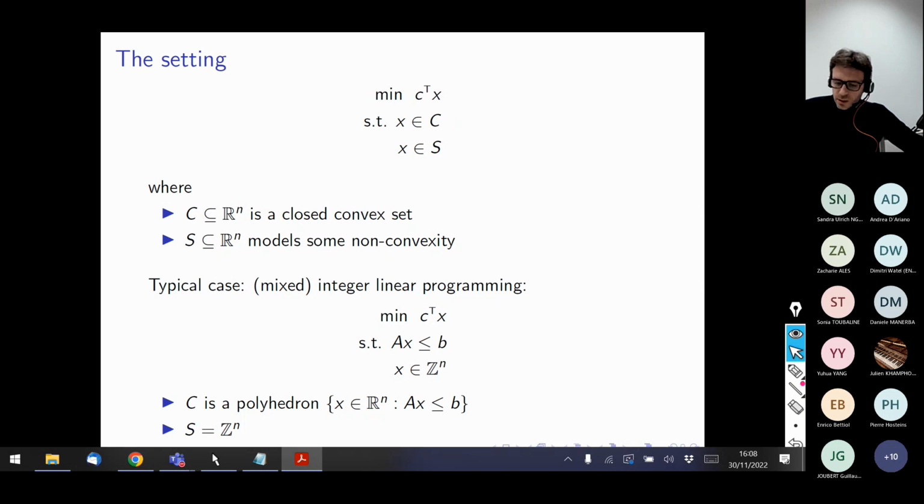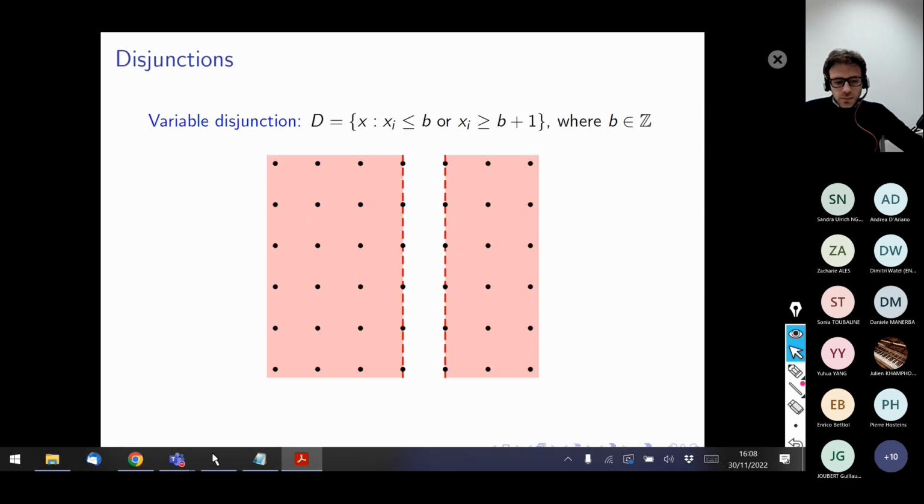So let me clarify what I mean. Usually in branch and bound, you apply a disjunction on a single variable, what I will call a variable disjunction. You select a variable xi and you require that it is less than or equal to some integer, or greater than or equal to the next integer. So geometrically, you have this kind of disjunction where the set D is the pink set, okay?